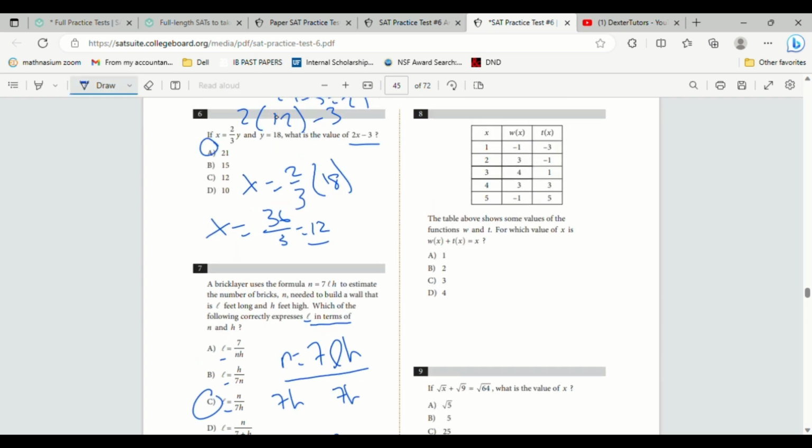Number 8, the table above shows some values of the functions w and t. For which values of x is w(x) plus t(x) equal to x? So let's look at our table. We have columns for w(x), t(x), and x. So it's saying for which value of x, meaning which x value in this leftmost column, follows this statement that they give us.